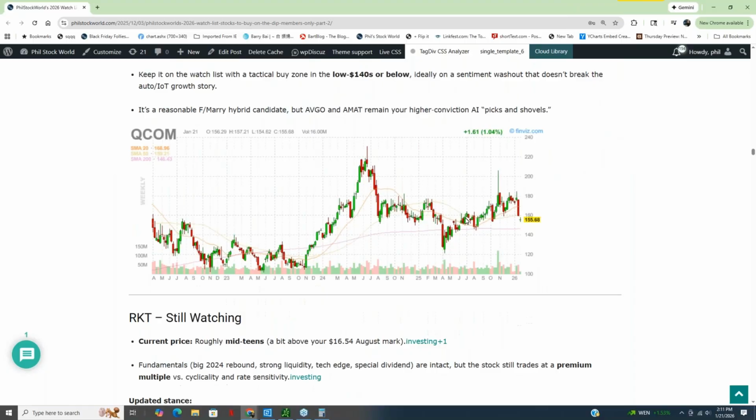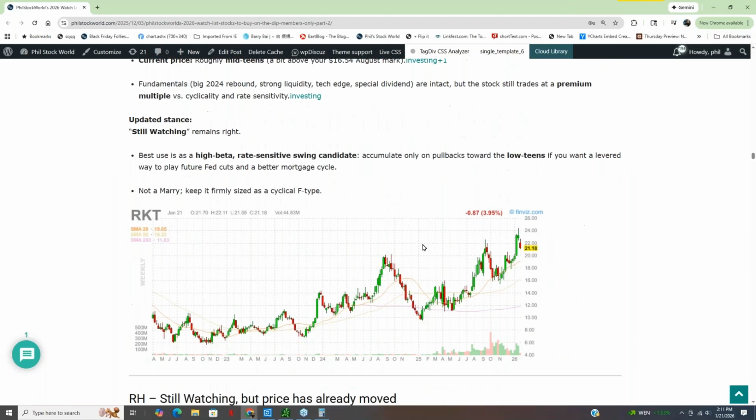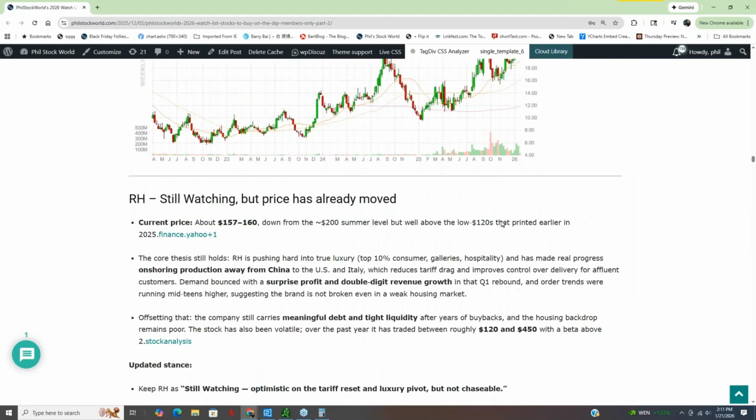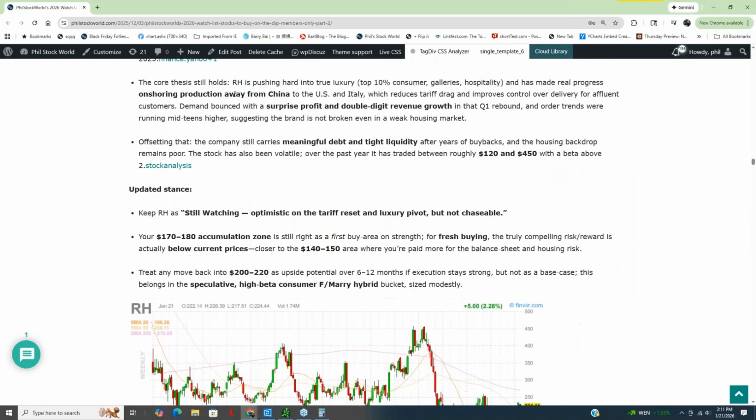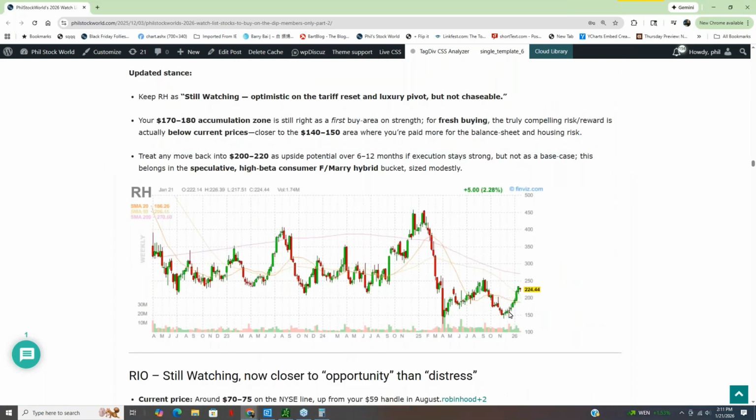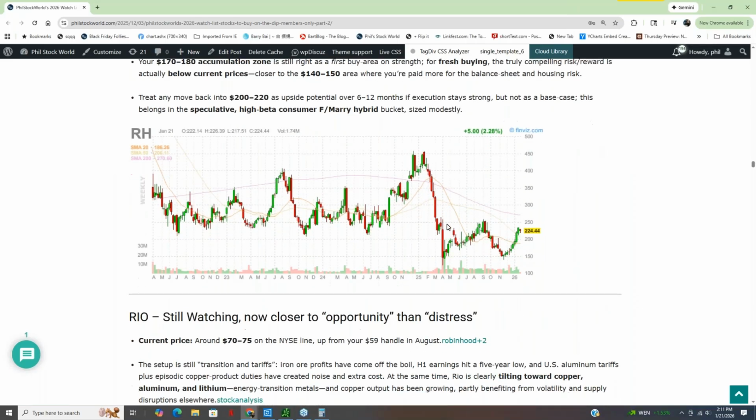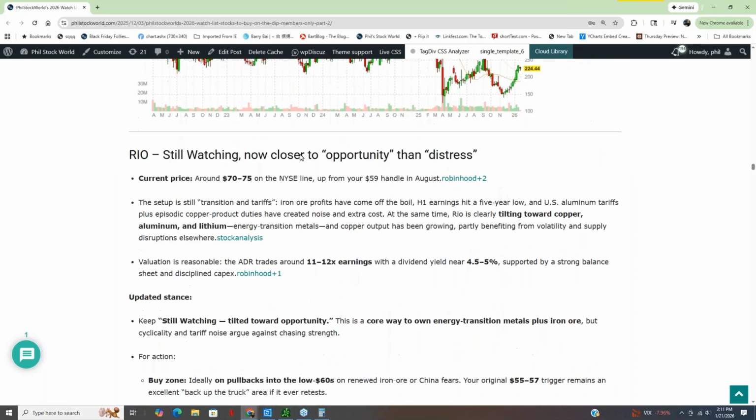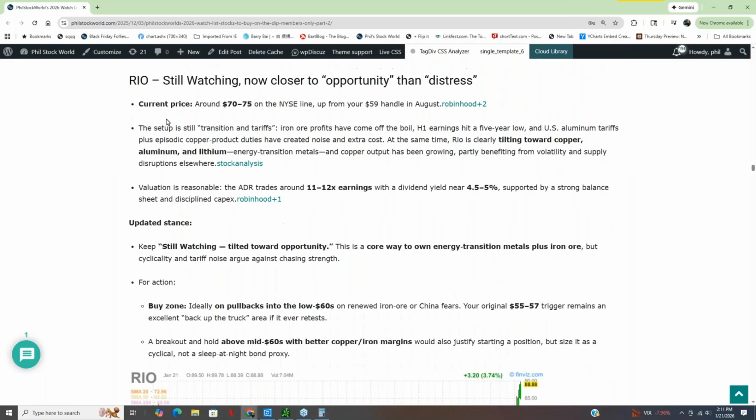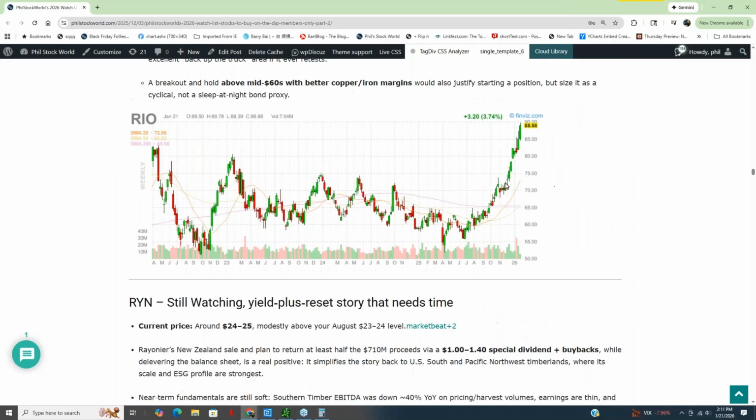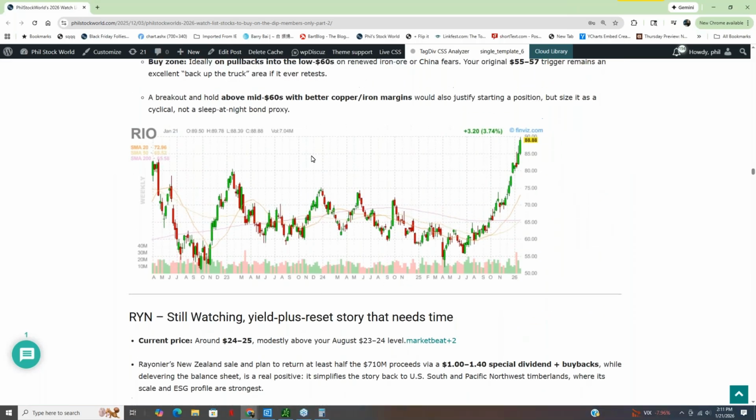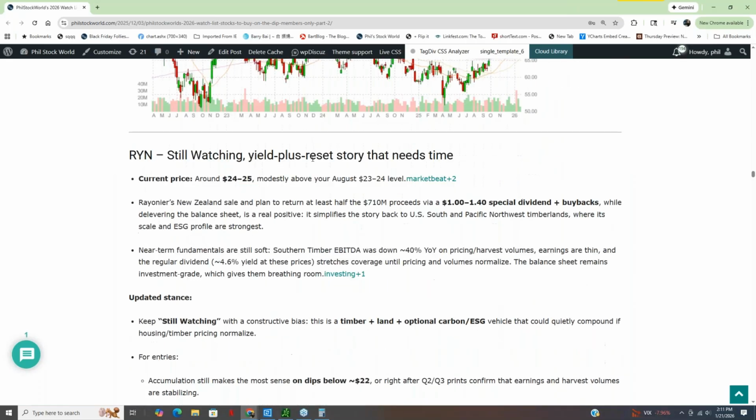Qualcomm, did we not add Qualcomm? If we didn't add Qualcomm, we should. Rocket Mortgage took off. RH, I always love RH when they're cheap, and ooh, wow. They went up from 150 to 224 since we picked them. Holy cow. I didn't even see them doing that. Rio, look at what happened to Rio. Holy shit. I guess we're not buying that one.